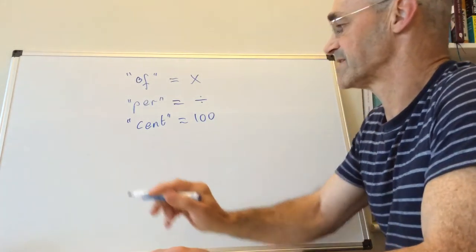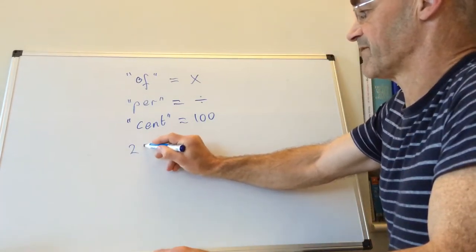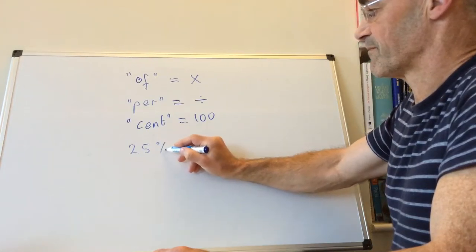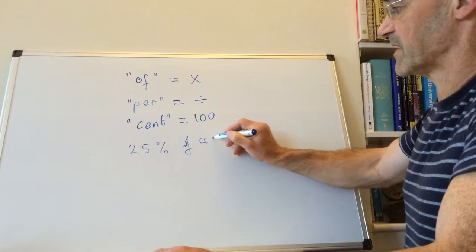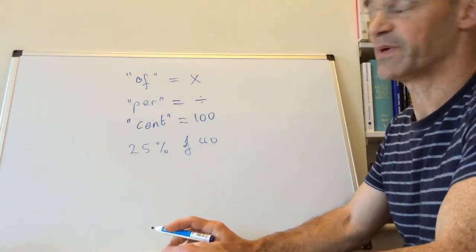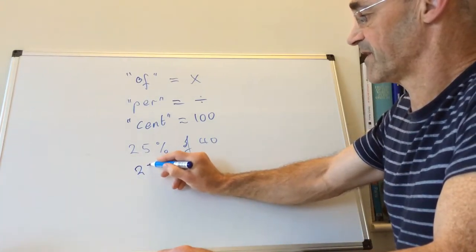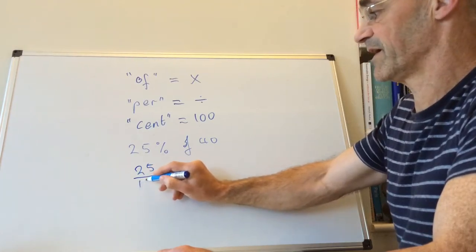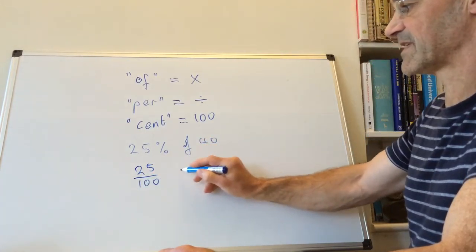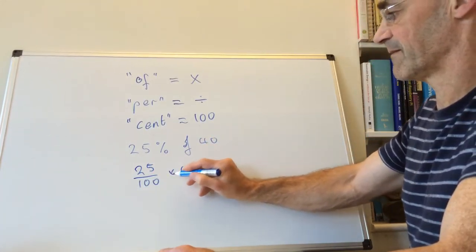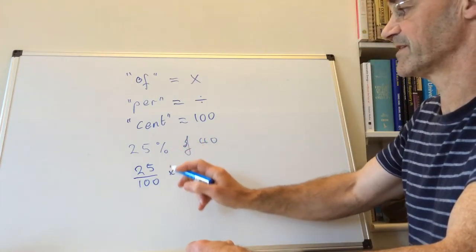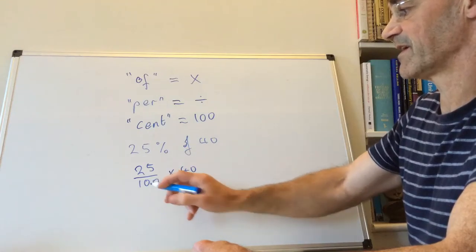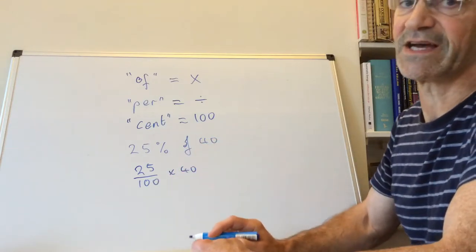So when you see a question like, what is 25% of 40? That's 25%, 25 divided by 100 times 40. Okay, so the per means divide, the cent means 100, and of means times.